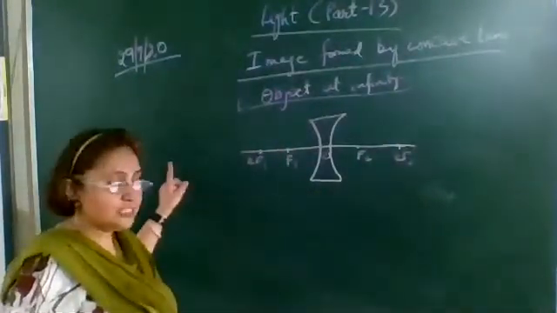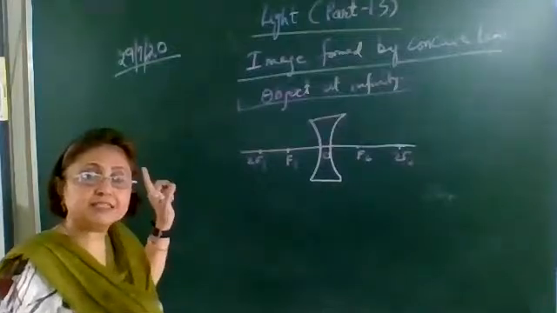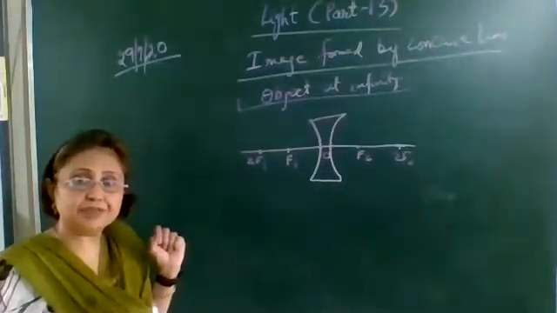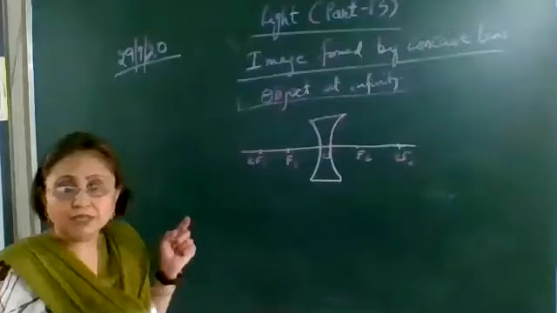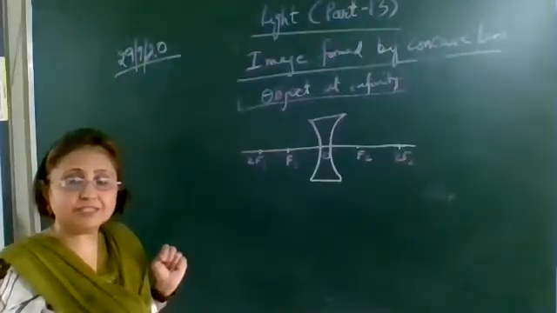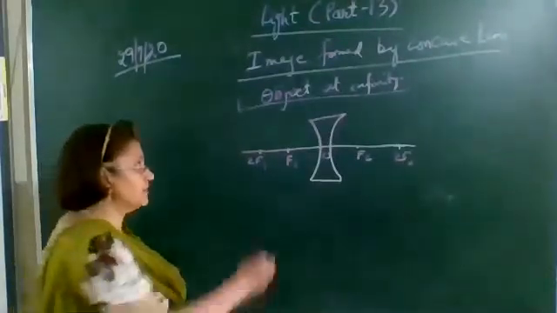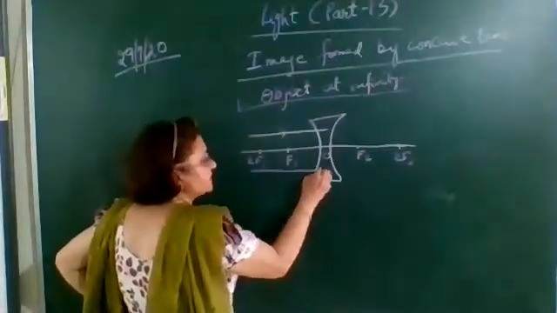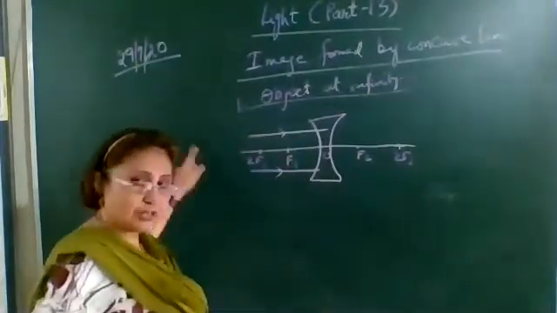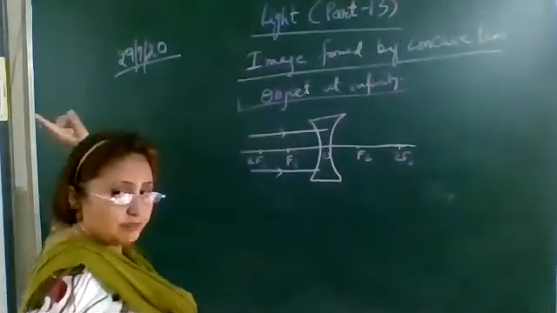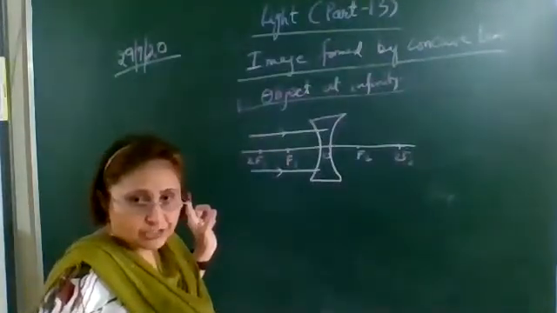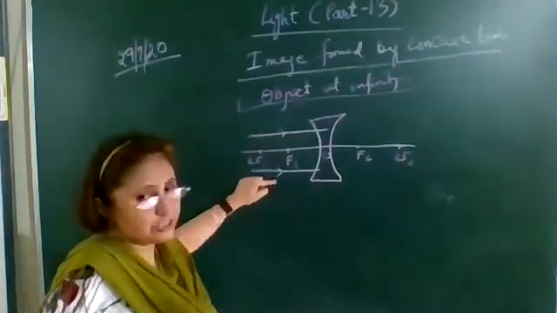Now the object is very, very far away, that is at infinity. So how are the incident rays coming? The incident rays are parallel to each other. Let us consider that these incident rays are also parallel to the principal axis. So let us consider 2 incident rays coming from the object which is very far away, at infinity. The rays are coming parallel to each other. So these are the 2 incident rays.